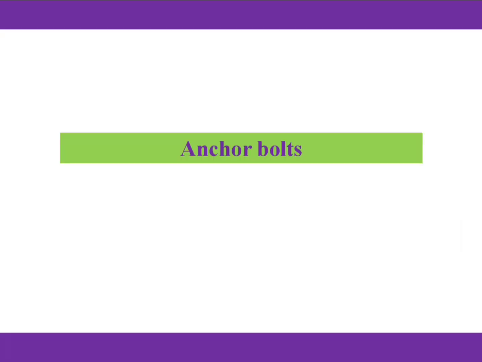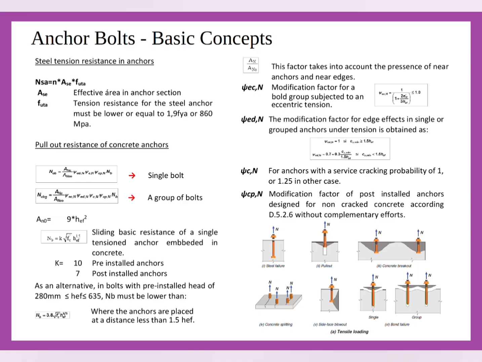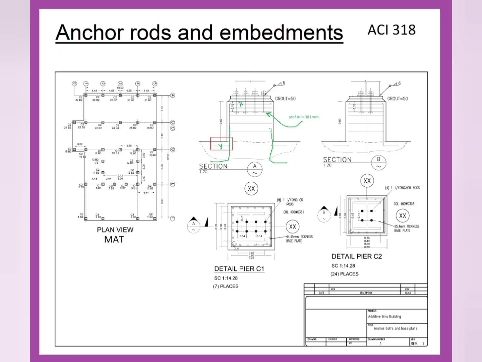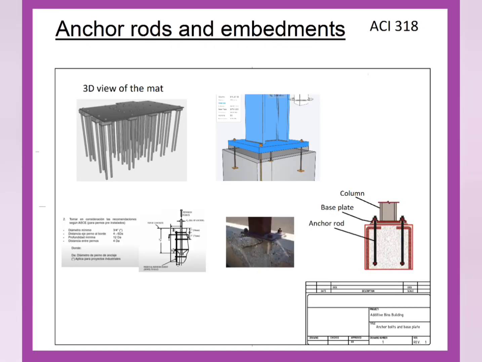Anchor bolts at the base of the columns shall provide the required resistance to load on the completed structure. The anchor rod shall be designed in accordance with the requirements for threaded parts in ACI-318, Chapter 17. Pull-out, concrete breakout, concrete splitting, bond failure, and other effects must be avoided.